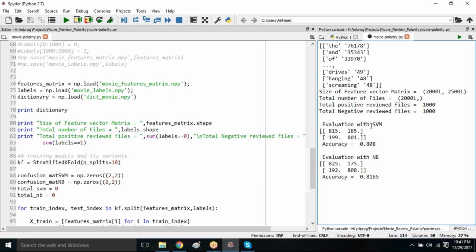And once everything is evaluated, it will tell the accuracy, which has come 82% maybe for naive Bayes, and 80 or 81% for SVM. Good enough.